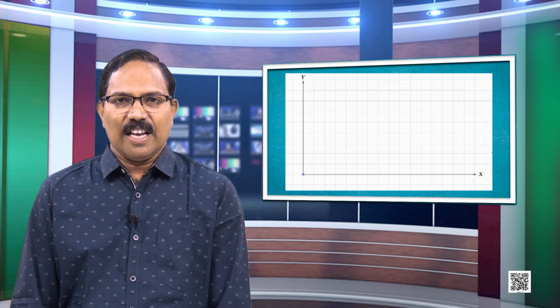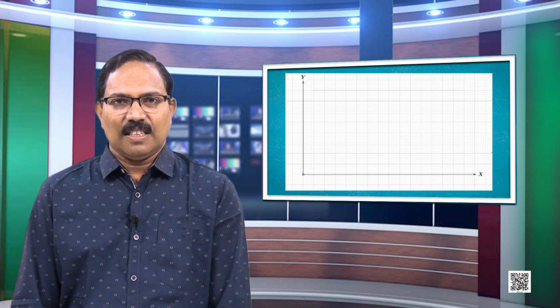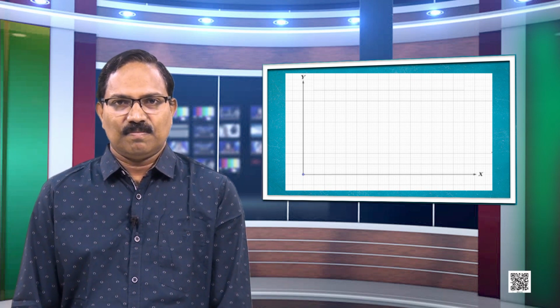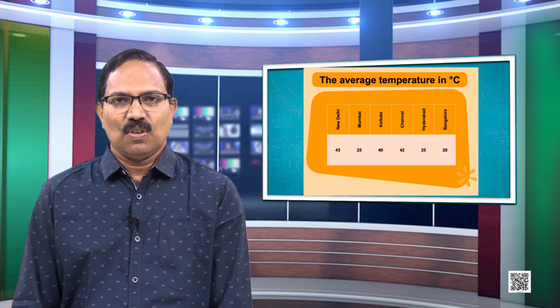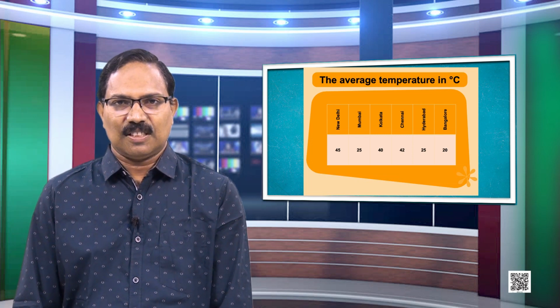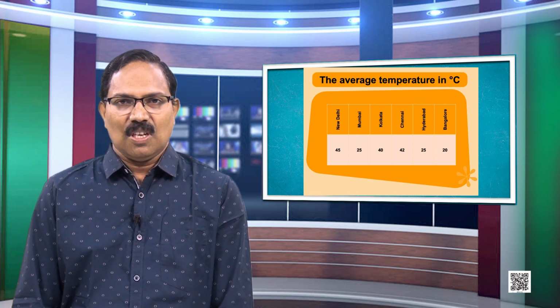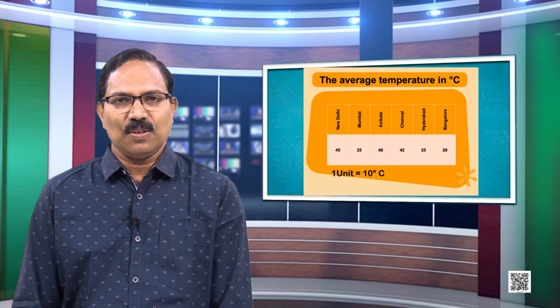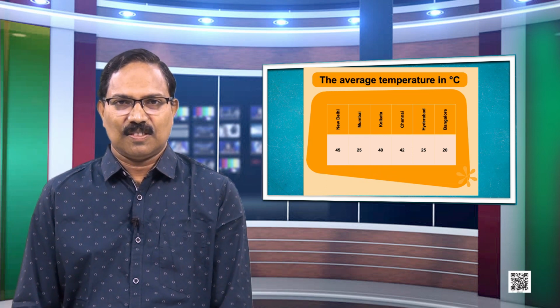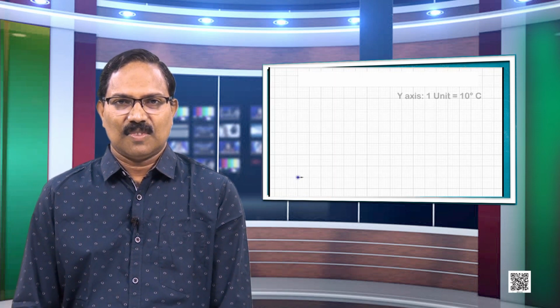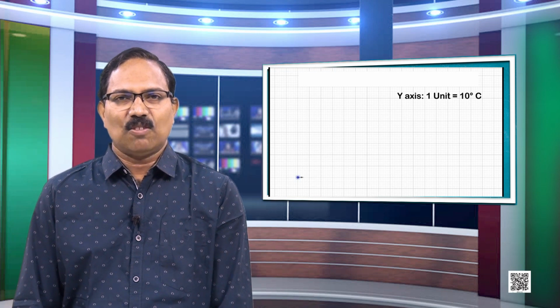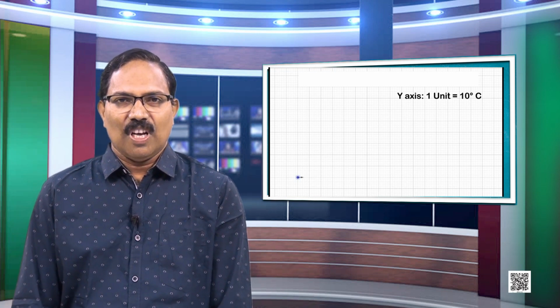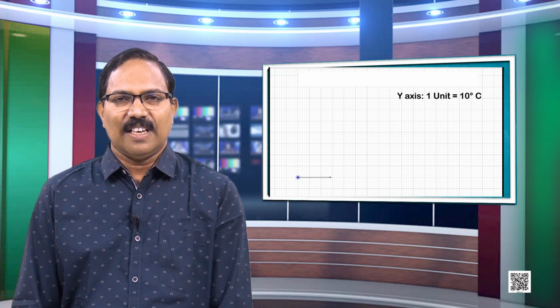What could be the scale in this particular case? Here the data is ranging from 20 to 45 degrees Celsius. So we can take the scale as 1 unit is equal to 10 degrees Celsius. Once you decide about the scale, we have to represent the data.